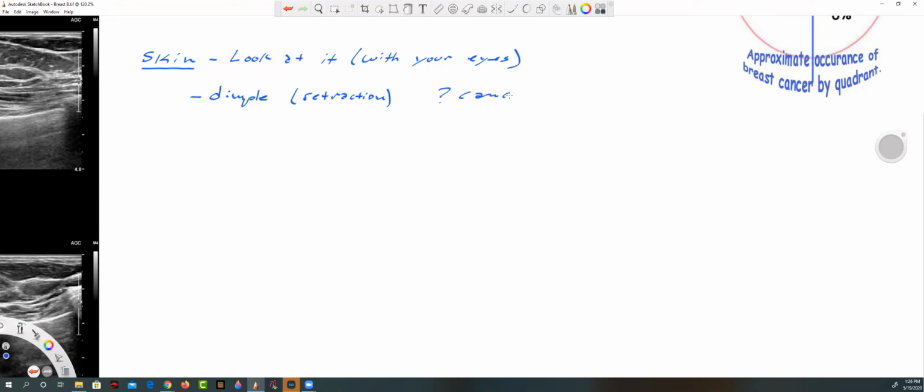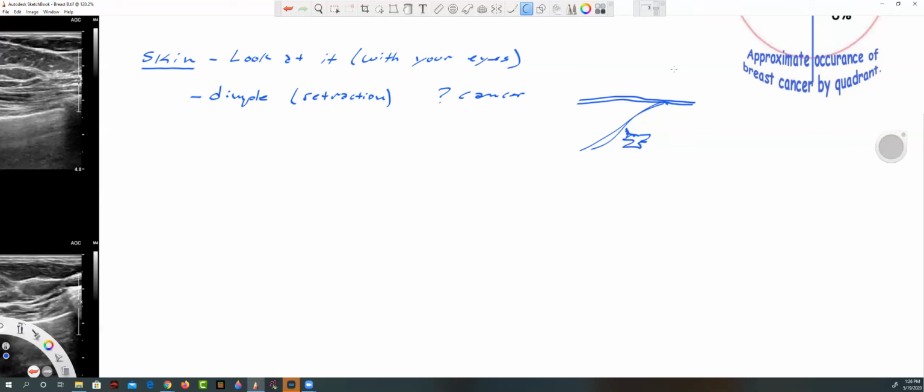Question, cancer. The reason being is that, let's say, here's my skin layer. And of course, there's Cooper's ligaments traveling down. And we have a tumor here. And those tumors tend to reach out and grab a hold. They could grab a hold of the skin itself. They could grab a hold of Cooper's ligament.